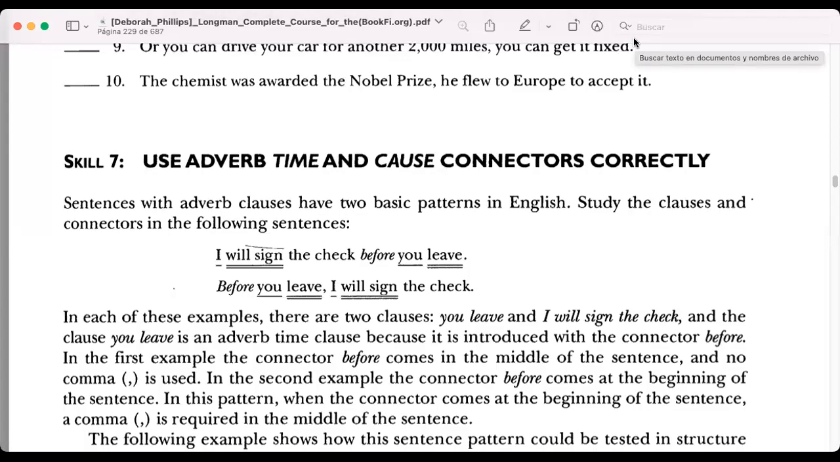Now we continue with skill 7, okay? Skill 7 goes like this: use other time and cost connectors correctly. I will read this part for you, Vale, and I will explain it.